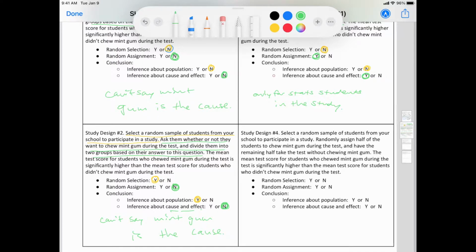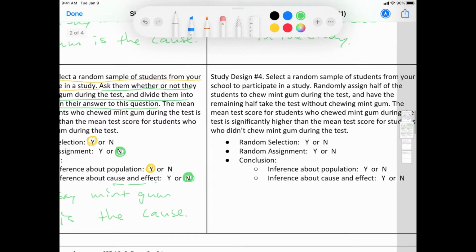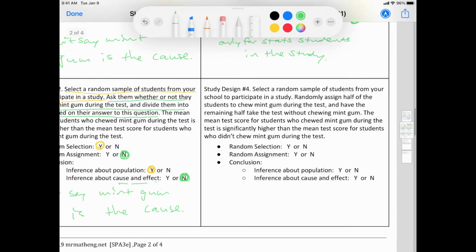Okay, let's look at design number 4. Select a random sample of students from your school to participate in the study. Okay, this is good. So now we have random selection, and now we can make an inference about the population.